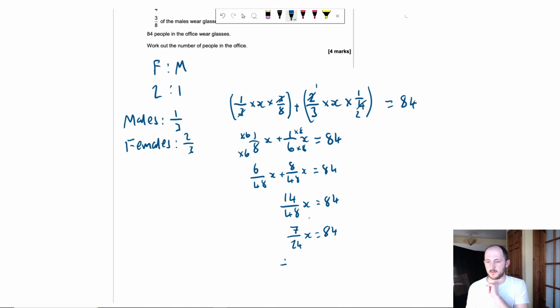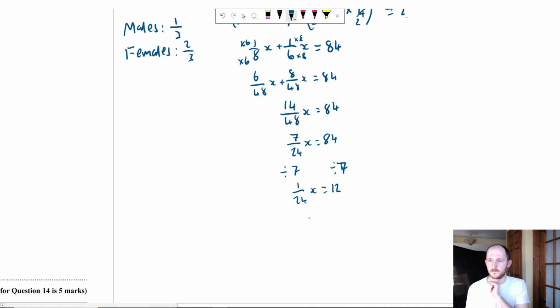Divide both sides by 7. So then I have 1 over 24x equals 12. Oh, that would be better, yeah. Maya, well done. If you times them by 3 and 4, you could get 24. I just didn't spot that, but you're correct.